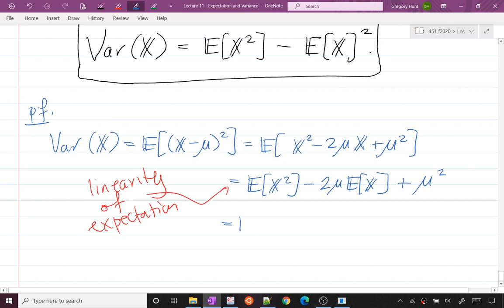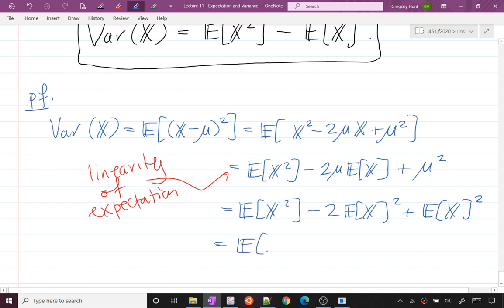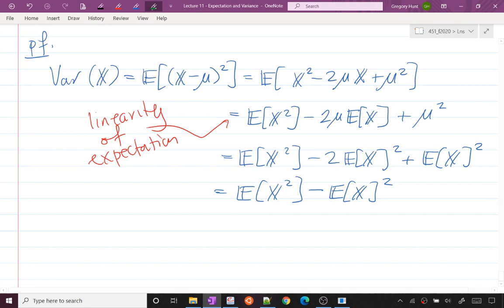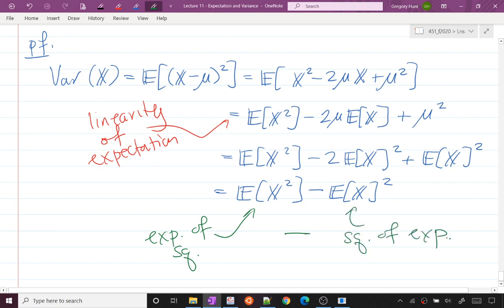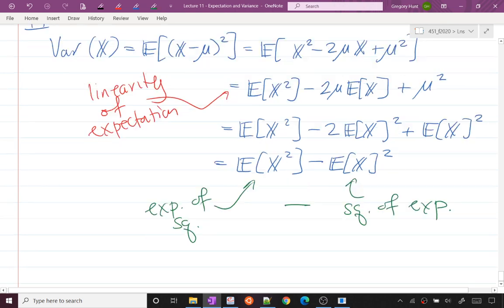So what are we left with? We are left with expected value of x squared minus 2, and let's just replace mu with expected value of x, because that's what mu is. So this becomes expected value of x squared minus the square of the expected value of x. And so what we get at the end of the day is what I claimed: expected value of square minus square of expectation. That's the formula.